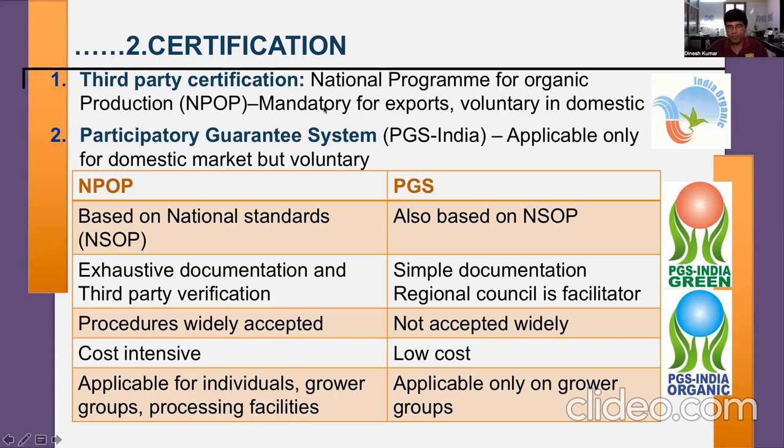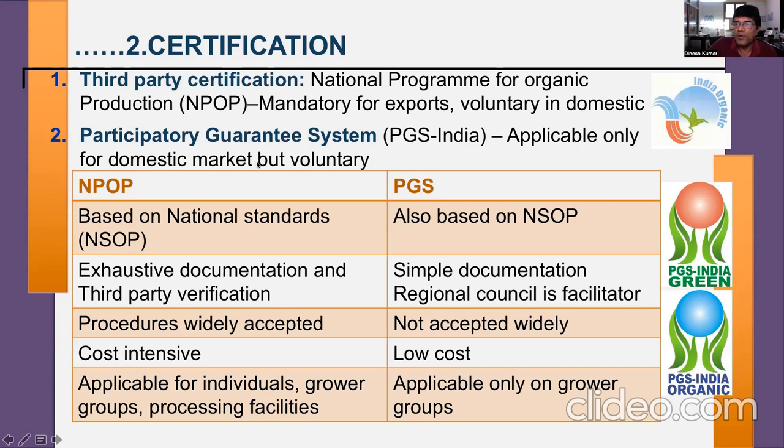So farmers cannot pay this. It can be paid only by those who want to export it or who are rich farmers. So what the government did for normal farmers, for general farmers, it started a participatory guarantee system program of certification. It is also known as PGS India, and it is operated by the National Center of Organic and Natural Farming, Ghaziabad, which has 6-7 centers in the country, and they are doing certification, which is called PGS. It is applicable only for the domestic market.